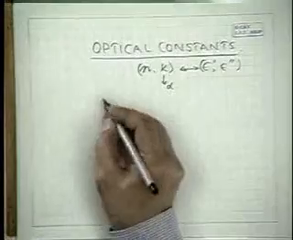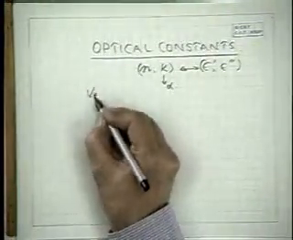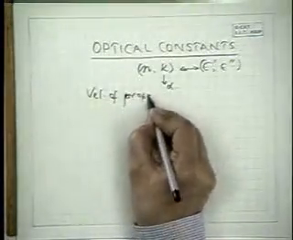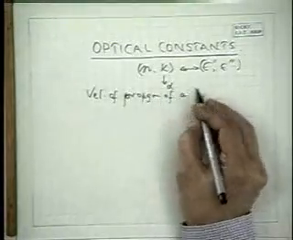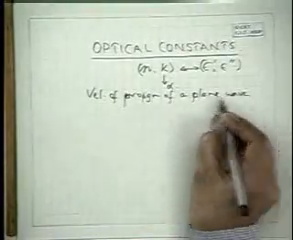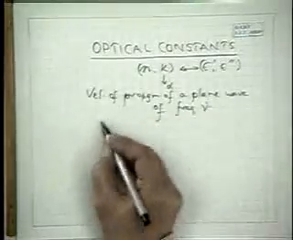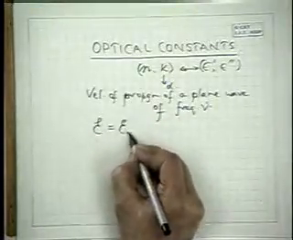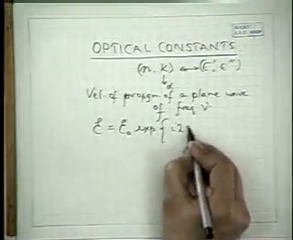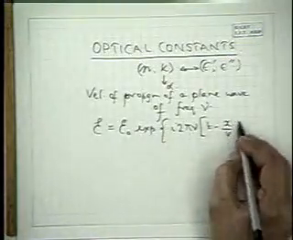If you have an electric field, if you have a wave, velocity of propagation of a plane wave of frequency nu, we know that E is equal to E0 exponential i 2 pi nu (t minus x by v).